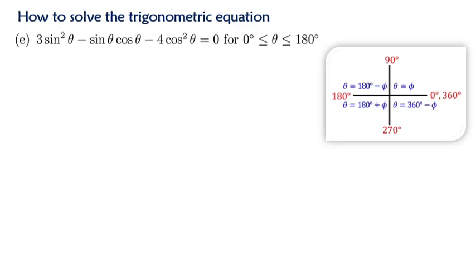So let's see how we can solve this trigonometric equation. To start with, we have 3 sine square minus sine times cos minus 4 cos square. I think it would be easy if we form a tan by first dividing everything by cos. So I'll divide this by cos, this by cos square, this by cos, and I'll divide the 0 by cos.